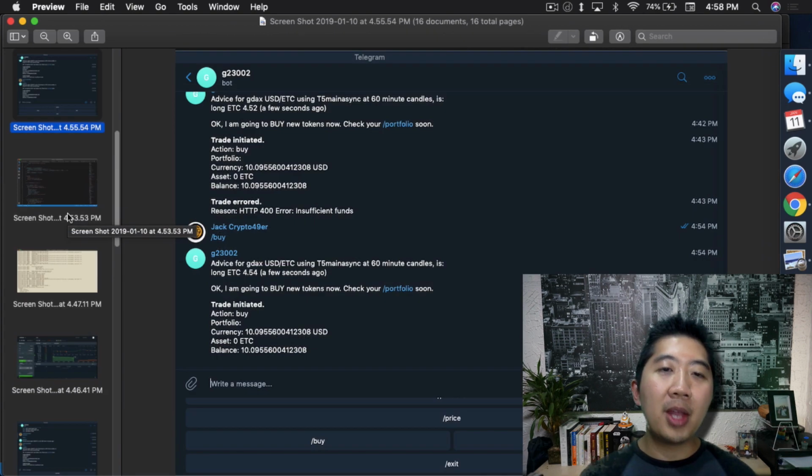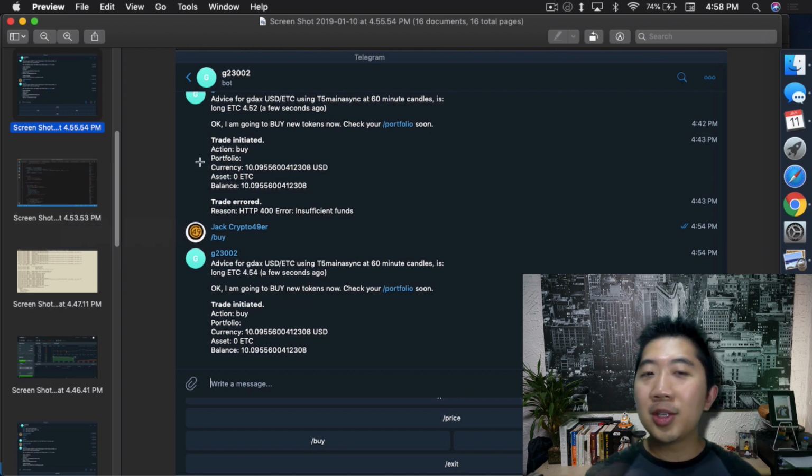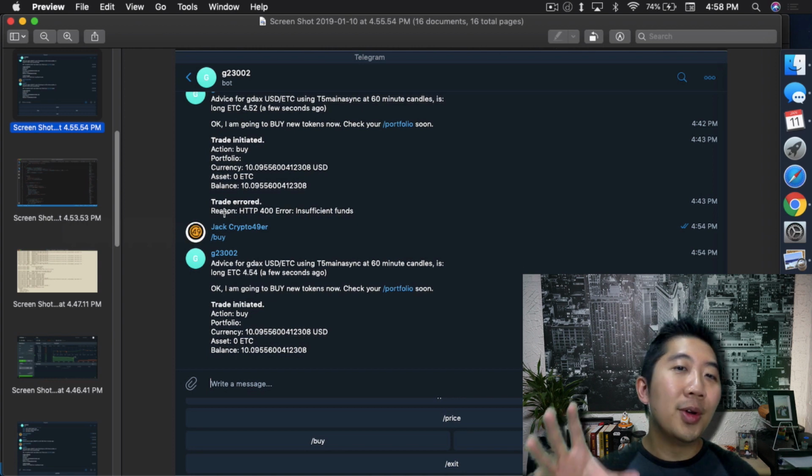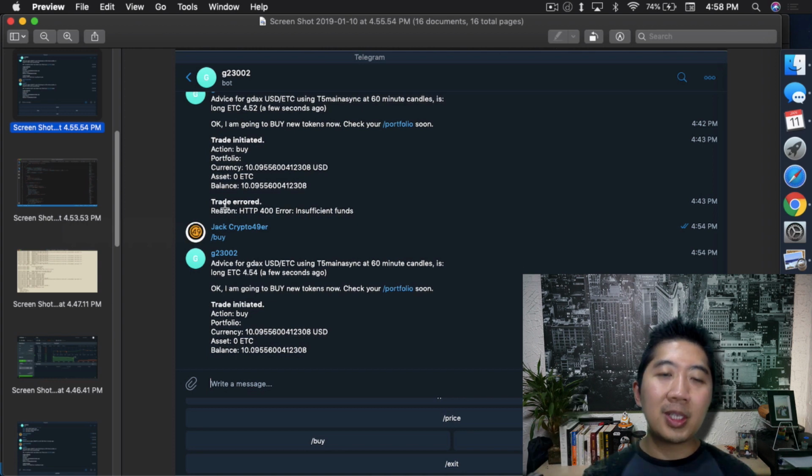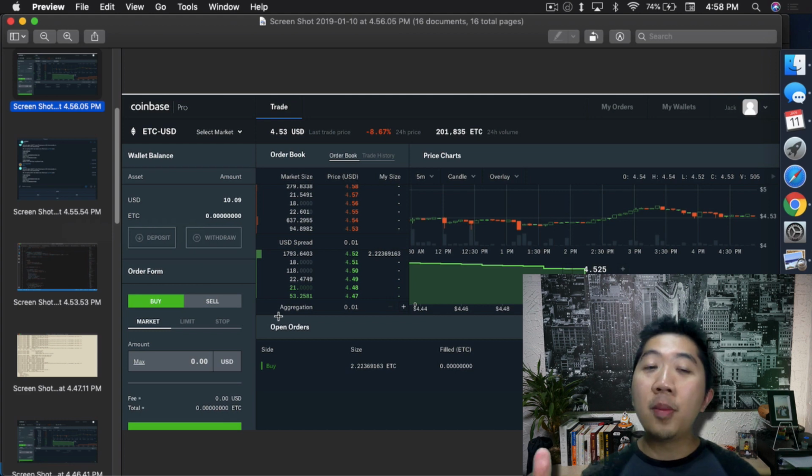So what I did was I tried manually to get it to buy again. As you can see here, the first time it actually tells you too. I really like that Green Gekko tells you the specific errors that you were seeing. In this case, trade error, and it tells you the reason why. But I just tried it again, and this time it does go through. As you can see in Coinbase Pro, it actually does put in the buy order this time.